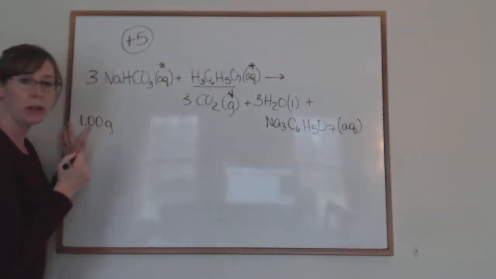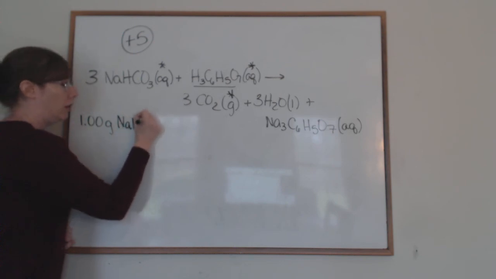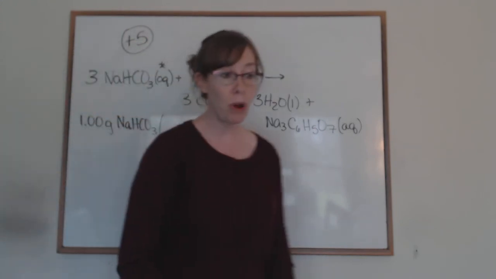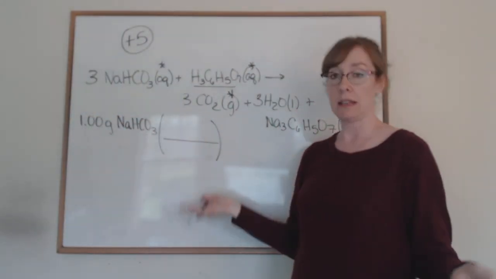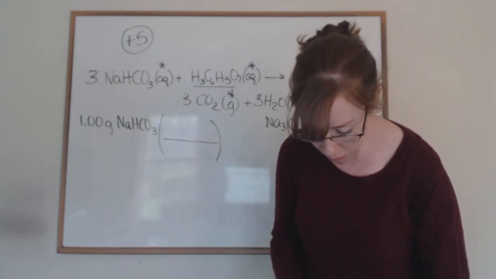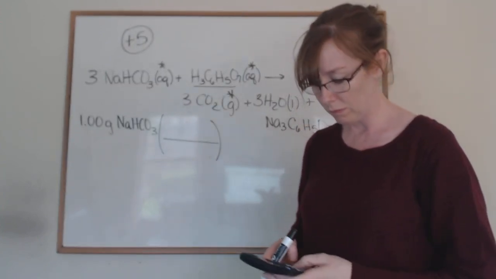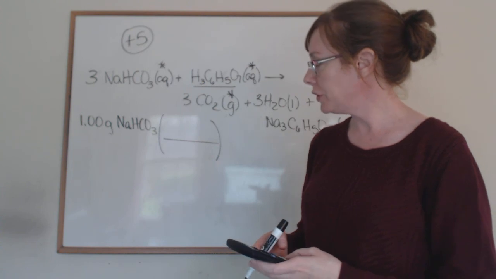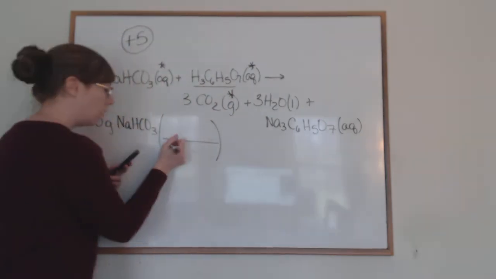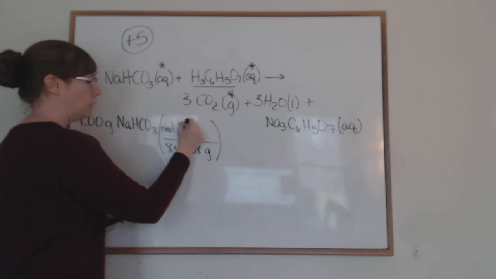So we'll start with the 1.00 grams of the sodium bicarbonate. We'll start with that guy here. I'll just leave out my phase labels. My goal is to figure out how much product they make. So that's a stoichiometry question. So I need to convert grams to moles. So let me figure out what the molar mass is of sodium bicarbonate. 1 sodium, 1 hydrogen, 1 carbon, 3 oxygens. 84.008 grams per mole of sodium bicarbonate.